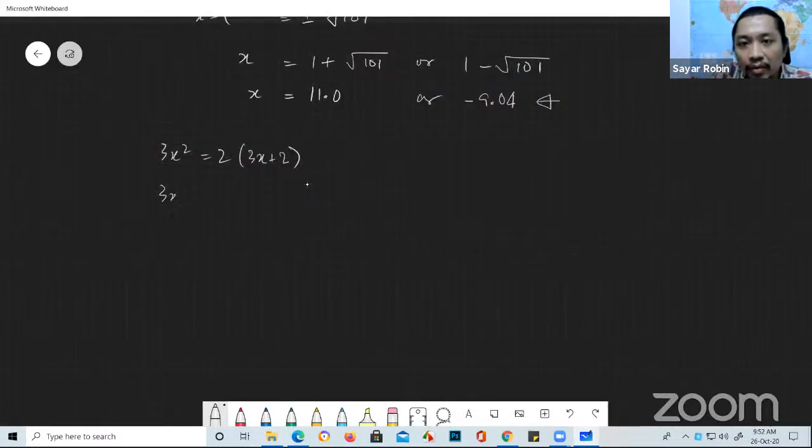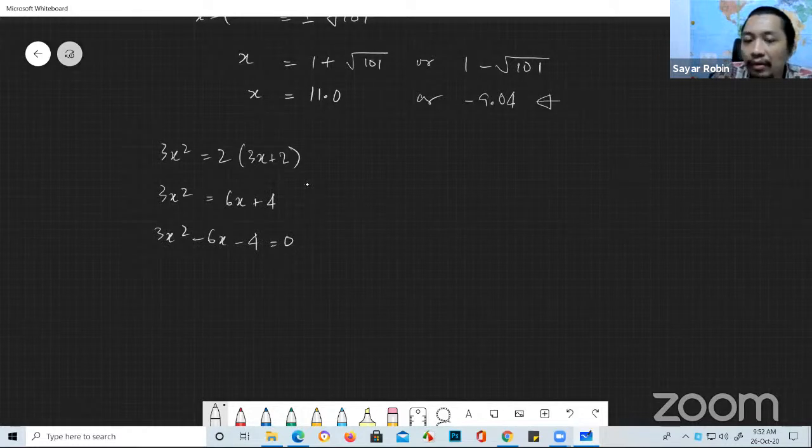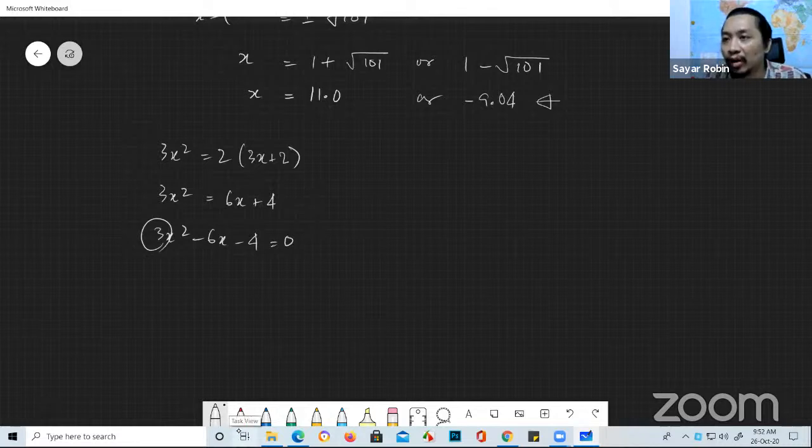So 3x squared is equal to, we are not going to expand, 6x and then plus 4, right? Then 3x squared minus 6x minus 4 equals 0. Everybody, you understand? After that, the coefficient of x squared is not 1, it is 3. How are you going to get 1 as the coefficient of x squared? We simply have to divide throughout by 3.